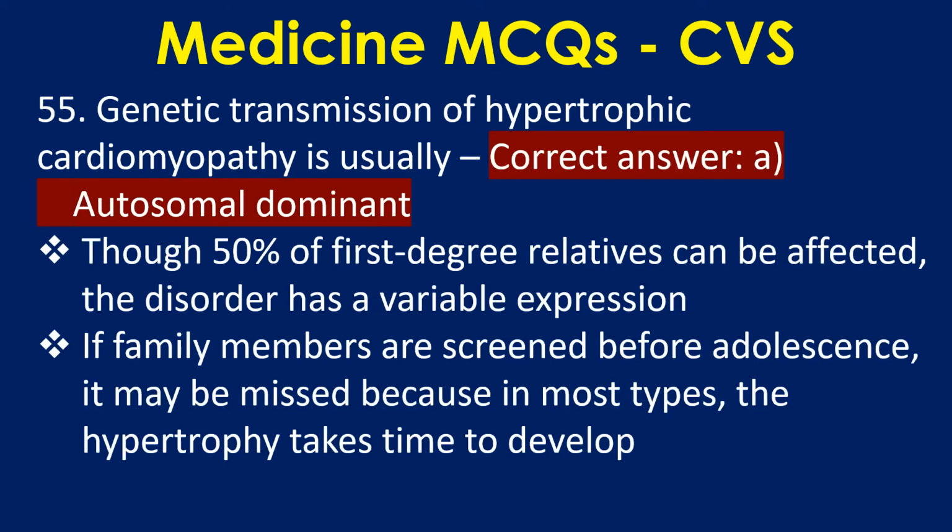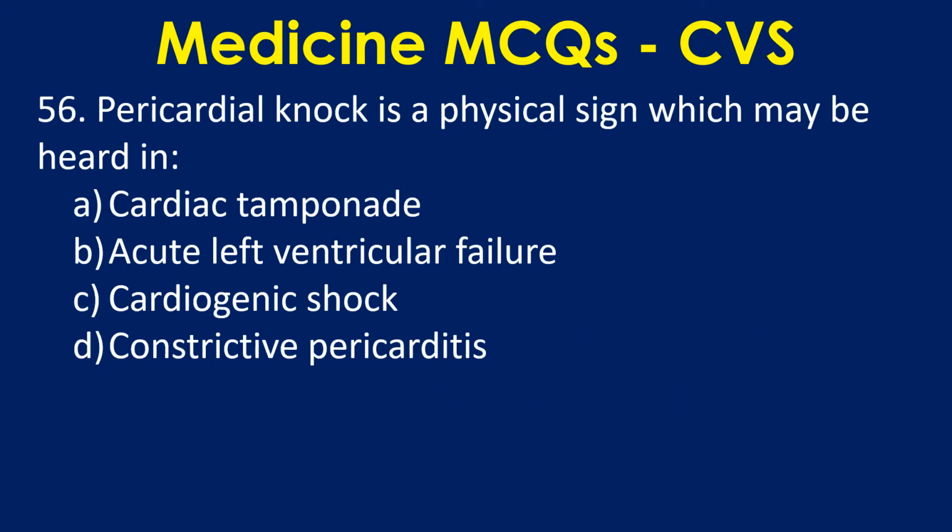Though 50% of first-degree relatives can be affected, the disorder has a variable expression. If family members are screened before adolescence, it may be missed because in most types, the hypertrophy takes time to develop.